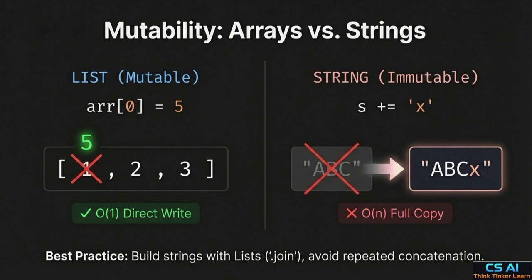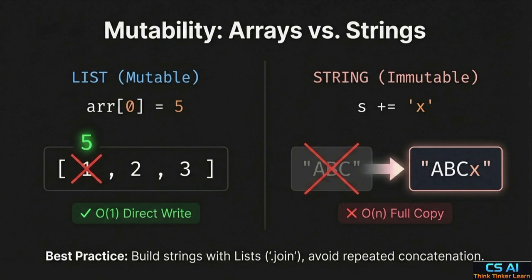Understanding mutability is essential when comparing arrays and strings. In most languages like Python or Java, a list or array is mutable, meaning you can perform an O(1) direct write to change any element. In the list example, we change index 0 from 1 to 5 instantly.